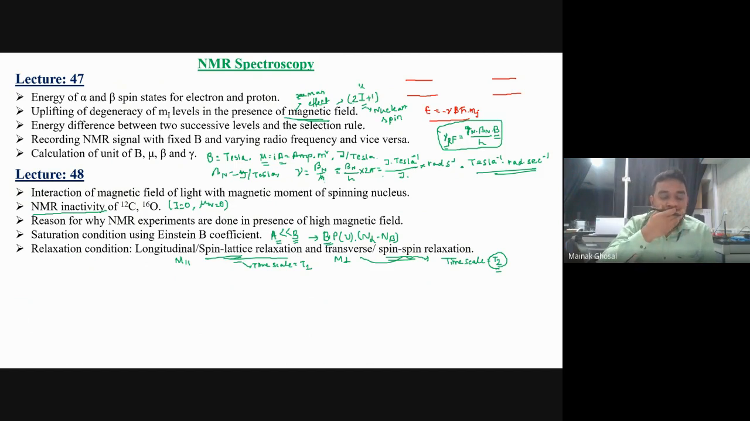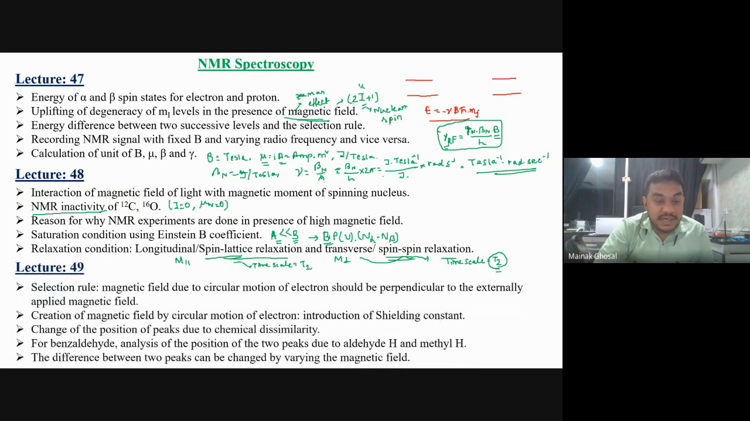Also, how the saturation condition can be reached using Einstein decomposition was discussed. And two different relaxation conditions were discussed, that is, longitudinal relaxation and transverse or spin relaxation. In the next lecture, there was a discussion of the selection rule.